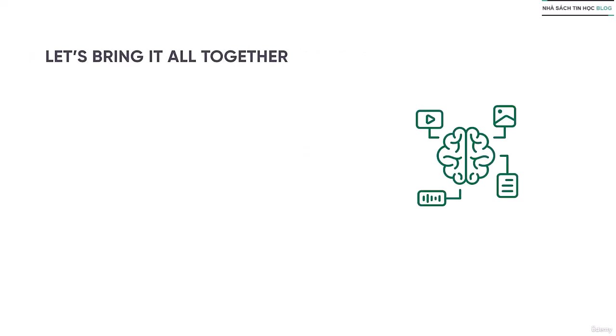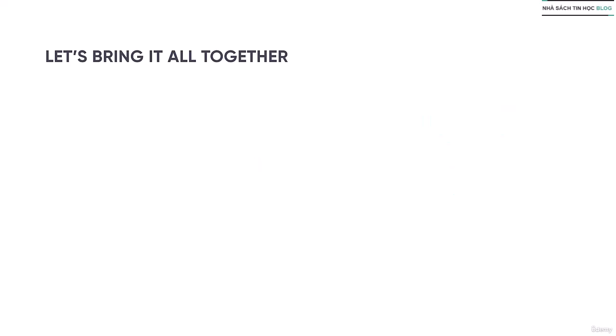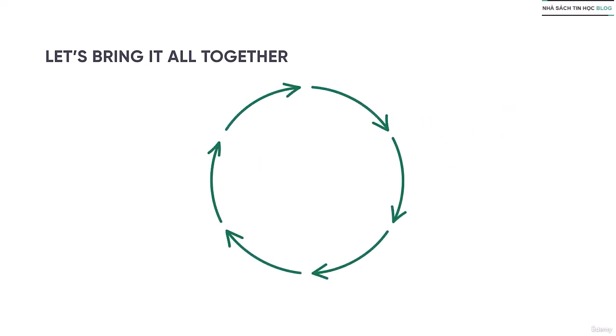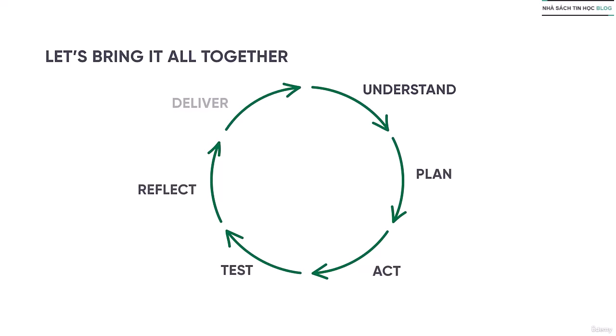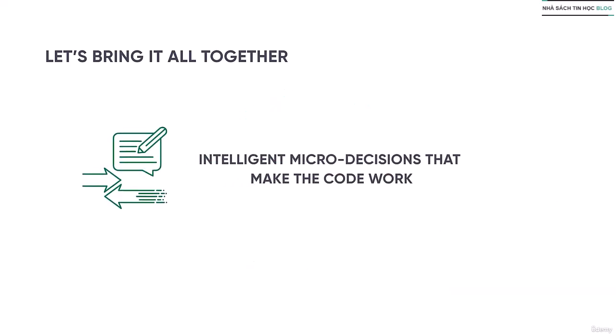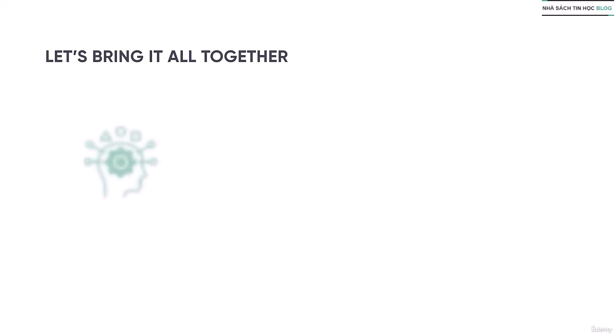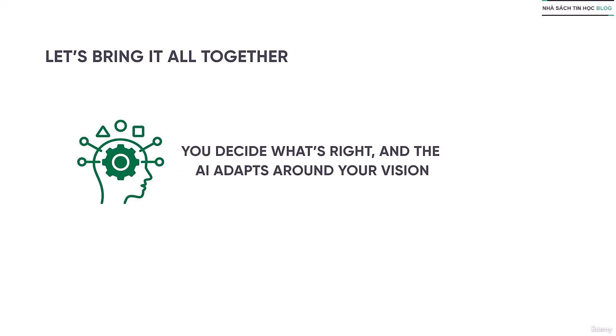Vibe coding works because AI agents don't just generate, they think and act. They follow a loop. They understand, then they plan, then act, then test, then reflect, then deliver. Behind every quick response is a chain of intelligent micro decisions that make the code work. And most importantly, you stay in control. You decide what's right, and the AI adapts around your vision.